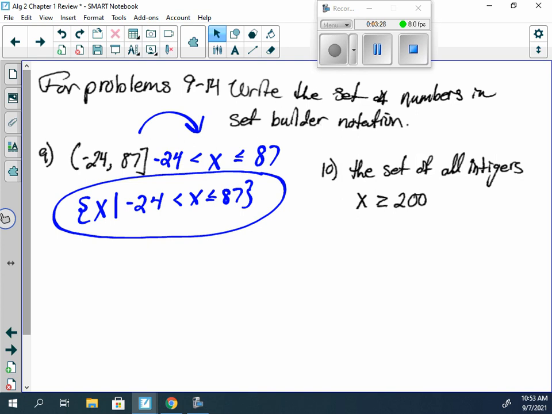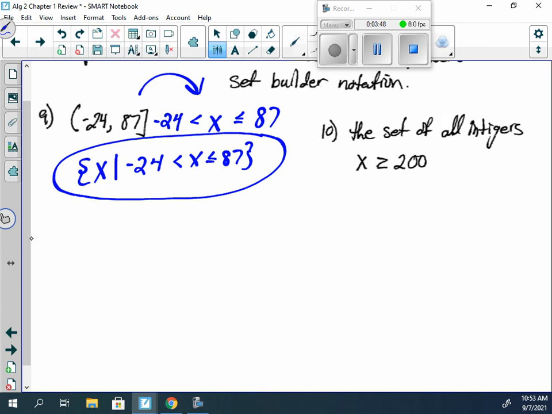Any other questions on 9 through 14? Any other ones that we want to look at? Which one? 10. The set of all integers, x is greater than or equal to 20.